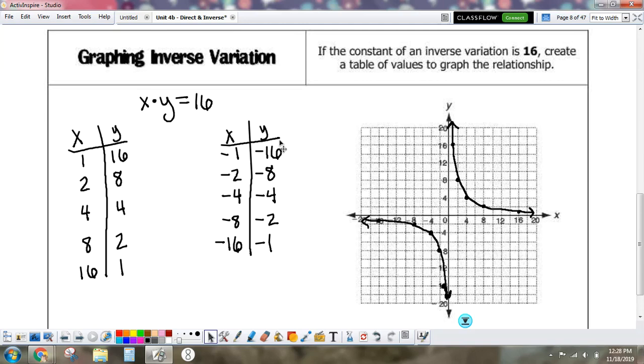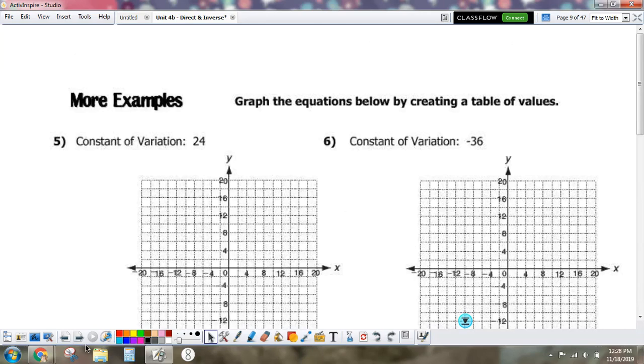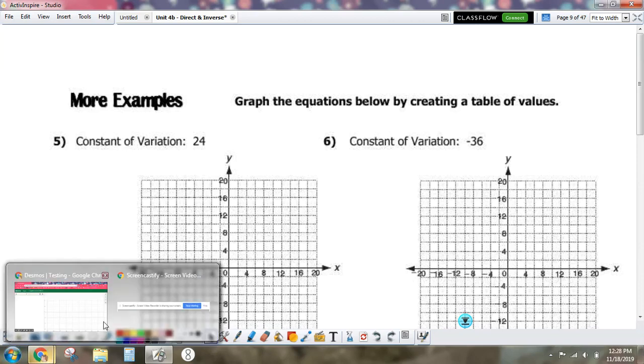If you're getting a positive as your constant, it's going to be in quadrants 1 and 3. If your constant is a negative, it'll be in 2 and 4. And you'll see what that looks like on the back. On the back, we have more examples. I'm going to have you graph these on your own, and then check your answer with what I have.